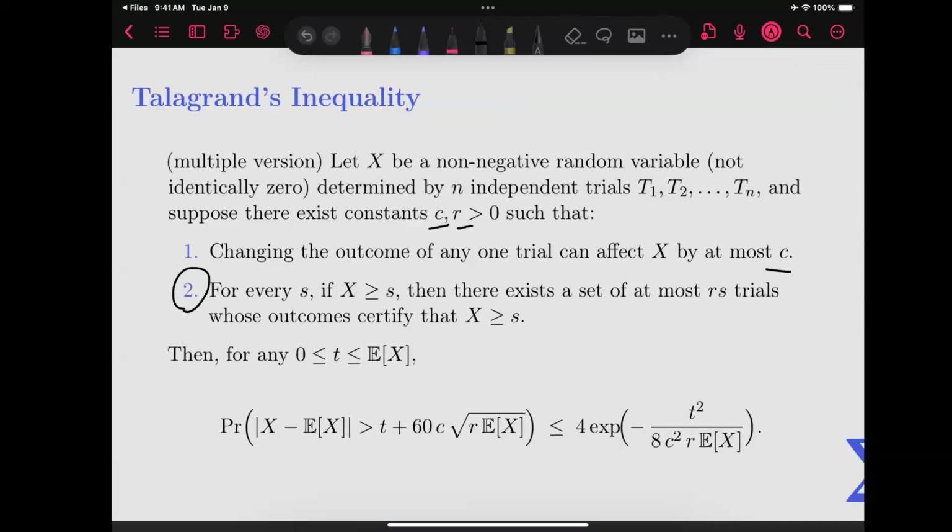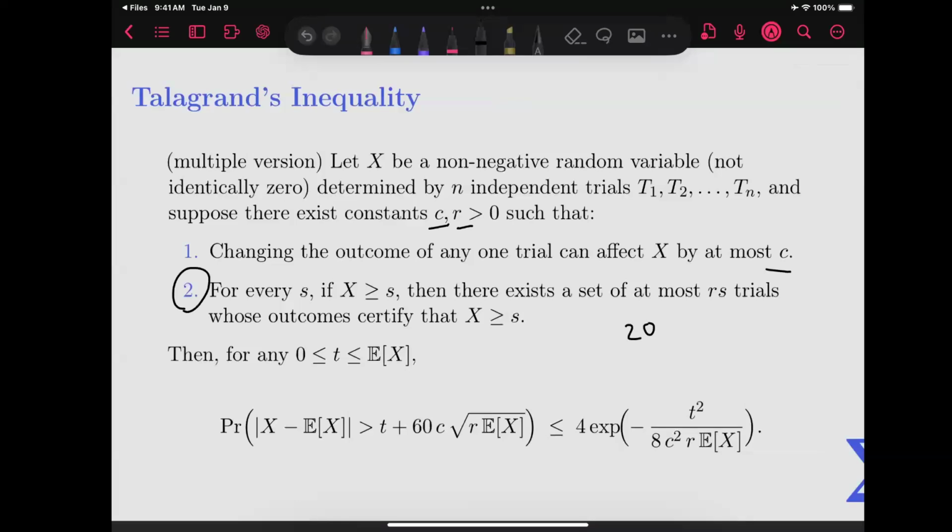And the second condition is why Talagrand is much better than other concentration inequalities: for every s, if X is bigger than s, then there exists a set of at most rs trials whose outcomes certify that X is bigger than s. I will explain how this works. For example, if you flip a coin 50 times and you want to guarantee that X is going to be more than 20, how many results do you have to see to guarantee that X will definitely be bigger than 20? It's going to be 20, right?